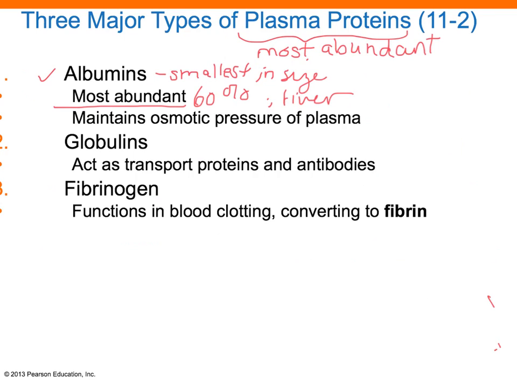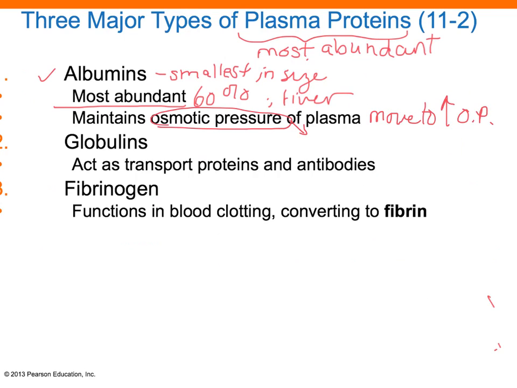Okay, so just a little note on this. Hopefully you can remember how water moves from a high to a low concentration. So water will always move to greater osmotic pressure. If the concentration of these albumins falls, then the osmotic pressure will also fall.